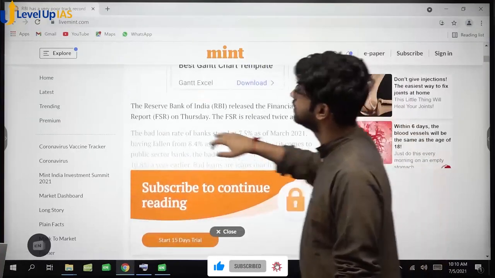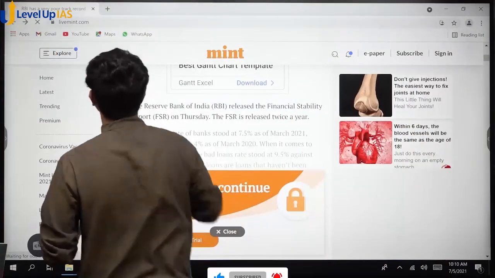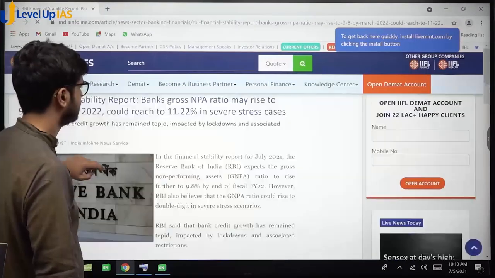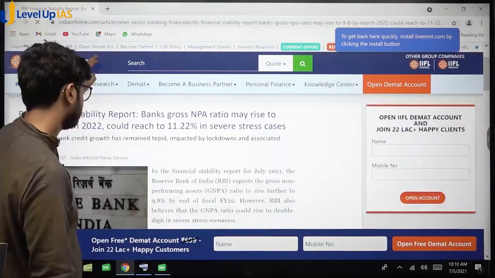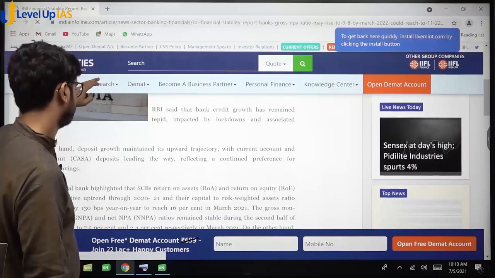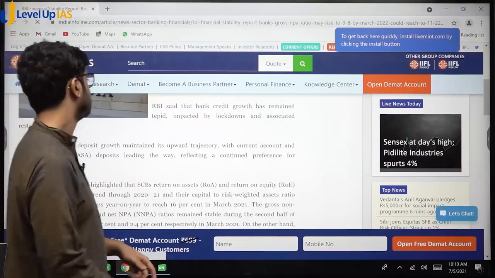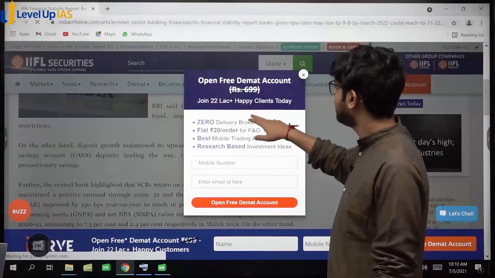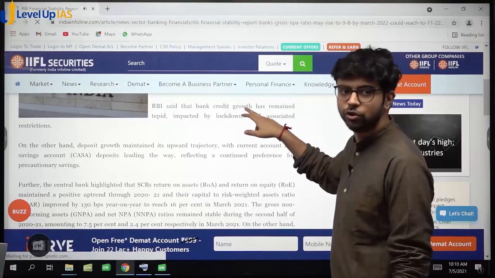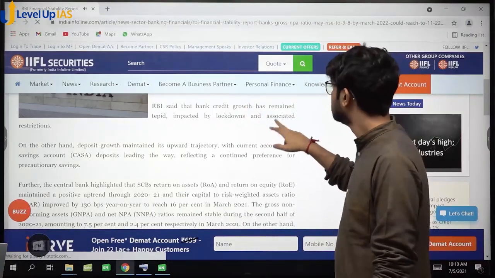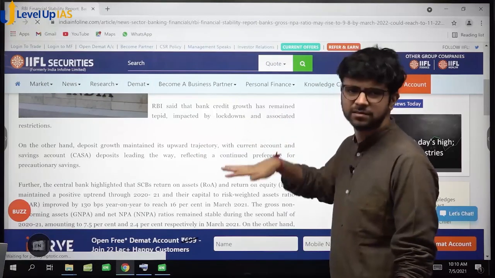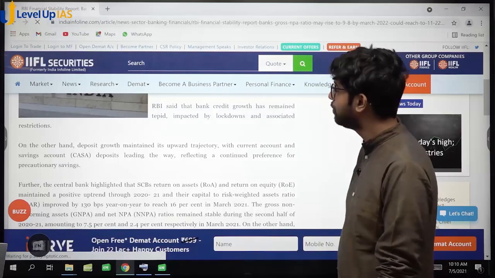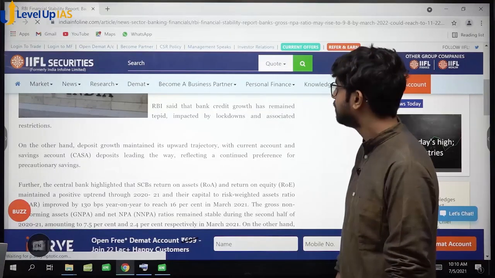It asks me to subscribe. I have a subscription, but here I cannot log in. Let us see this. Do we understand some things here? RBI said that bank credit growth, what is credit growth? Loan growth. Credit growth, loan growth has remained tepid. Tepid means small, impacted by lockdowns and associated restrictions.